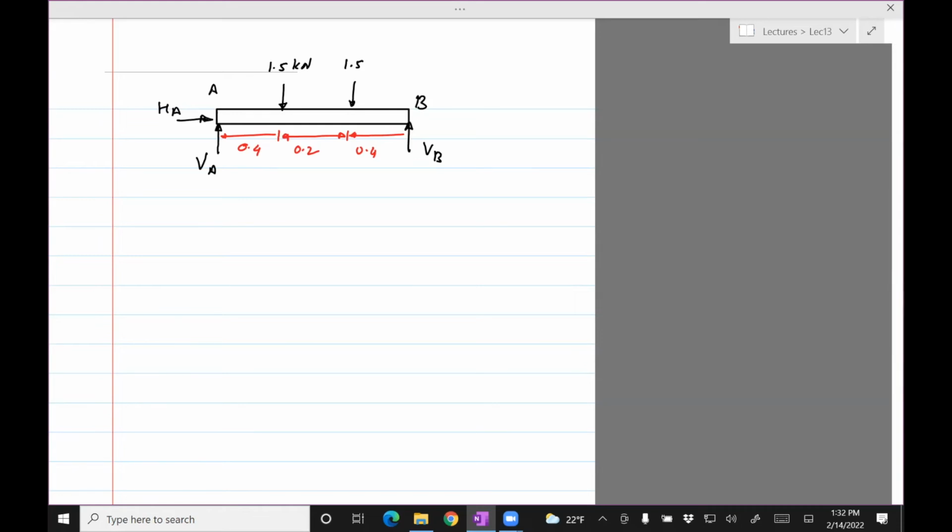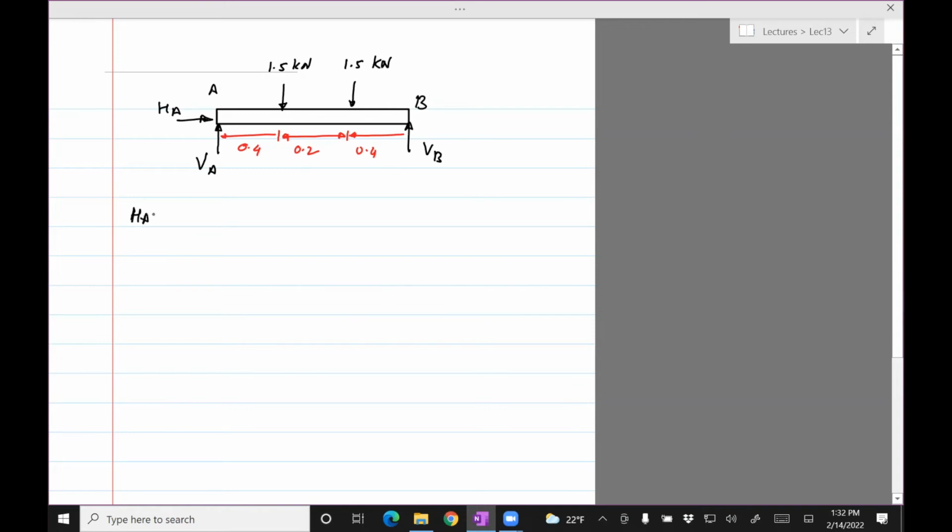You can use the equilibrium equations: summation of forces in x equals 0, y equals 0, and then take moments about A and B. But really, there's a shortcut to this problem. Because the forces are symmetric, and by symmetric, I mean they are 0.4 meters from the reaction points A and B, VA and VB have to be equal, and they have to be 1.5 kilonewtons, otherwise this thing is not going to be in equilibrium, right? So we can take a shortcut here.